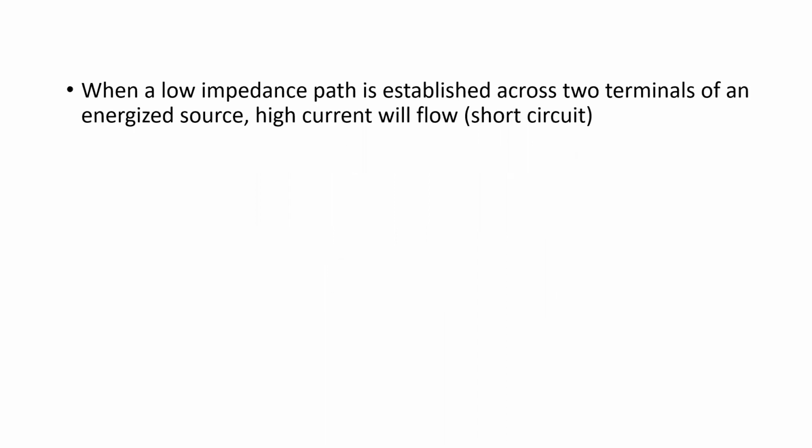As we all know, when a low impedance path is established across two terminals of an energized source, high current will flow, or a short circuit. What should occur with that high current is that the overcurrent device, which is protecting the wire, should trip.